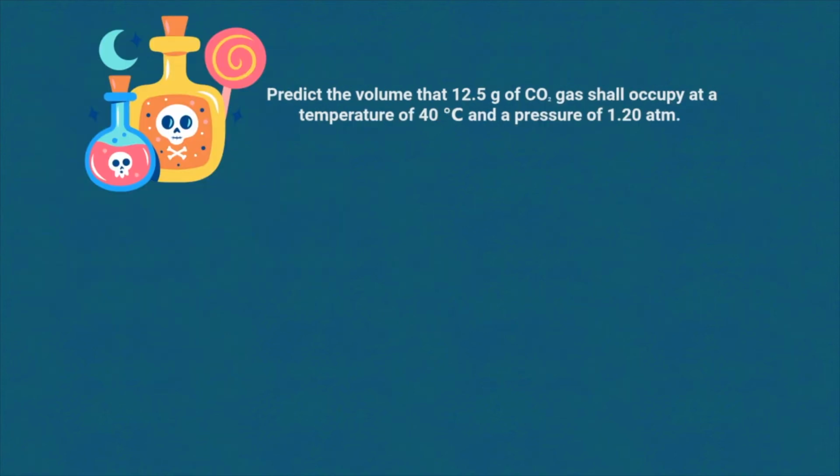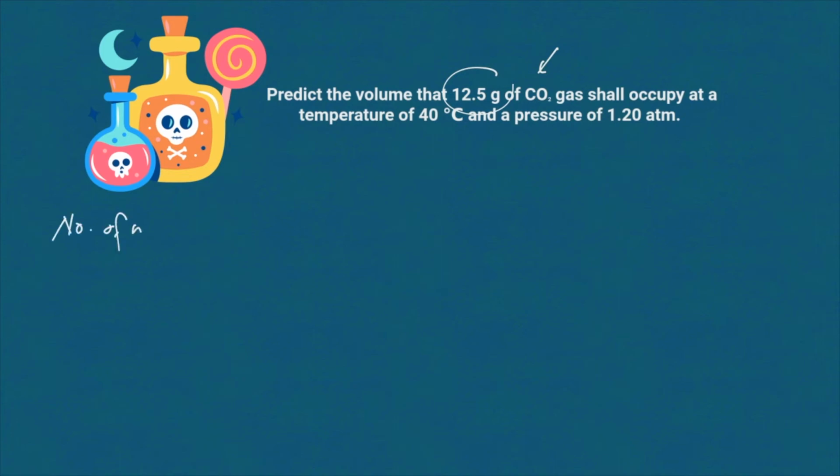Right, let's move on to question number 3A. Predict the volume that 12.5 gram of carbon dioxide gas shall occupy at a temperature of 40 degrees Celsius and pressure of 1.20 atm. Alright, when you want to calculate the answer for this kind of question, the first thing you need to do is look at the question, whereby you are given the type of gas, which is carbon dioxide, and also the mass of the gas. Since you know the mass of the gas, it means that you are able to calculate the number of mole.